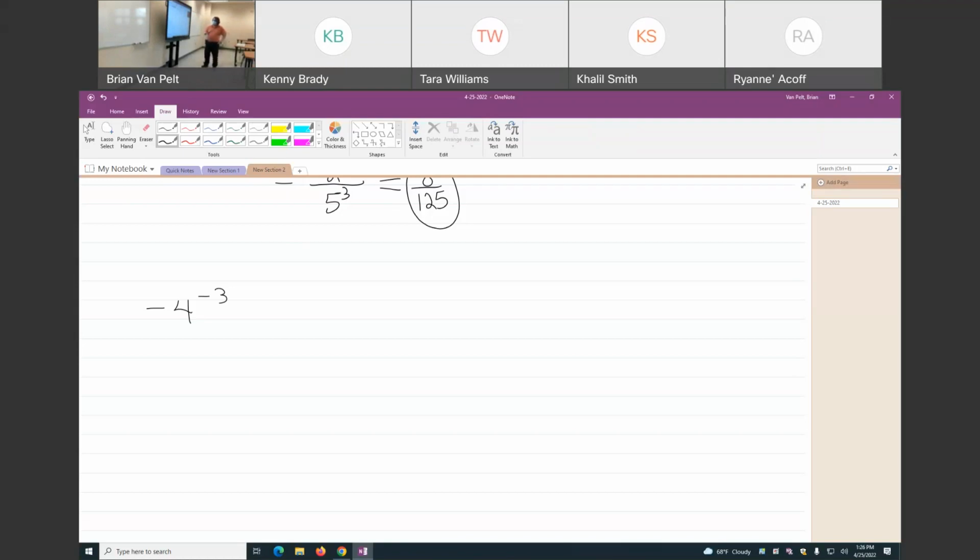Let me ask you, before you do anything, what should you attend to first? That negative or that exponent? Exponent, because the exponent is more important than subtraction. So I can rewrite this as negative 1 over 4 cubed. So it handled the exponent, the negative part of it at least. And now I can just simplify it. Negative 1/64.